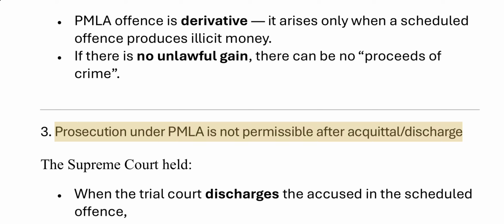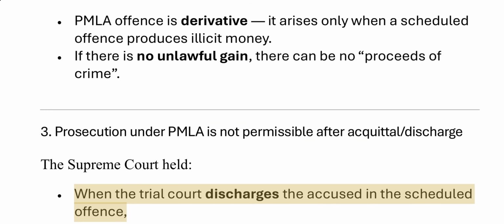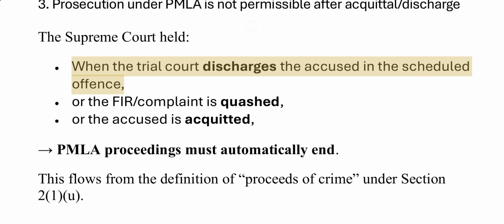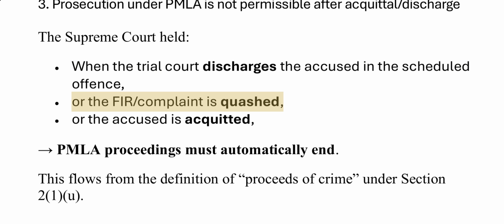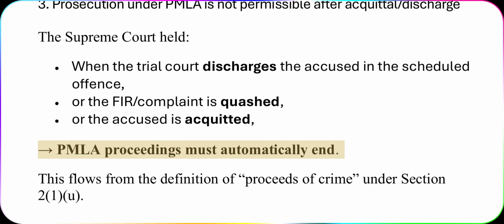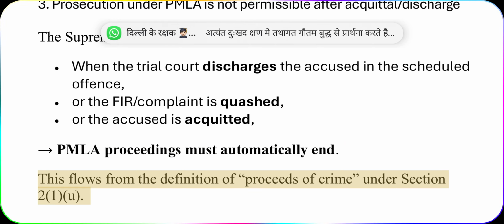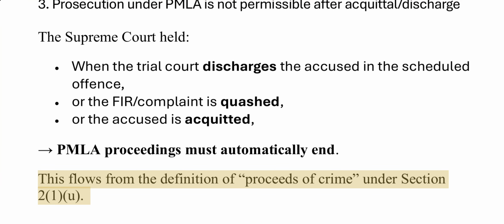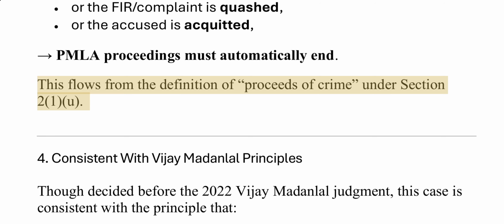3. Prosecution under PMLA is not permissible after acquittal or discharge. The Supreme Court held, when the trial court discharges the accused in the scheduled offense, or the complaint is quashed, or the accused is acquitted, PMLA proceedings must automatically end. This flows from the definition of proceeds of crime under Section 2(1)(u).